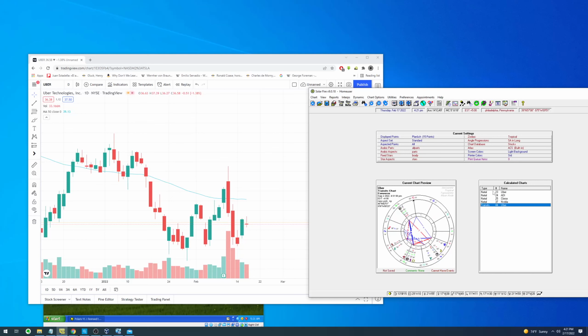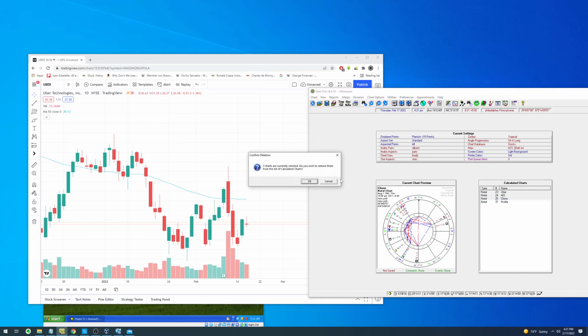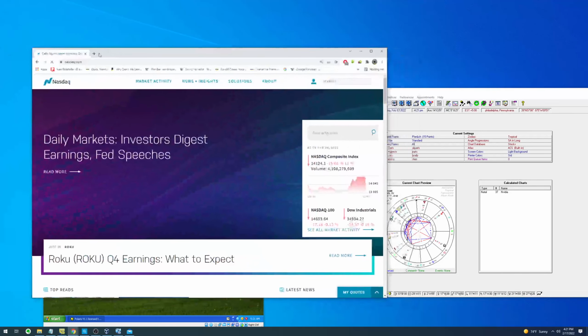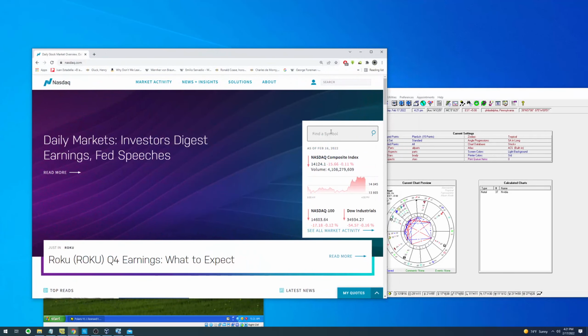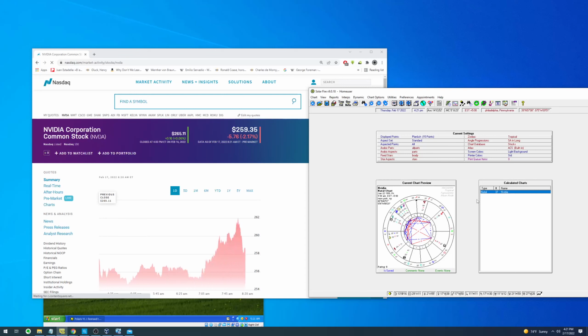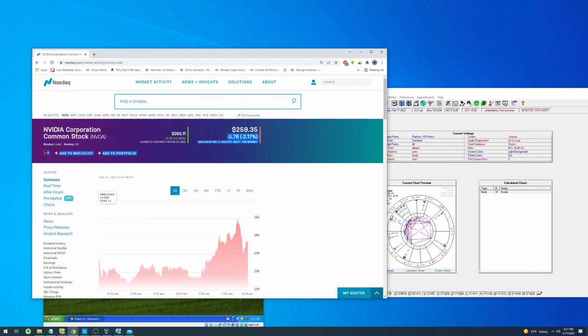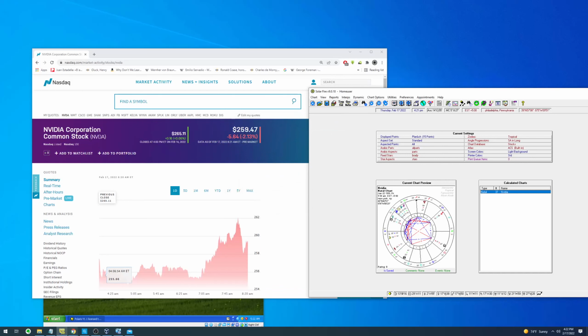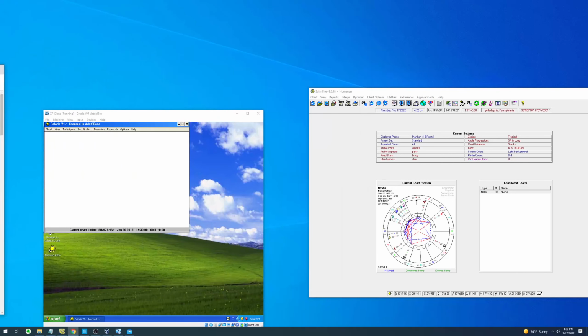Let's look at a final example here. Now today, Nvidia announced earnings today, and the stock is down by 2.12%. Let's look at the transits here.